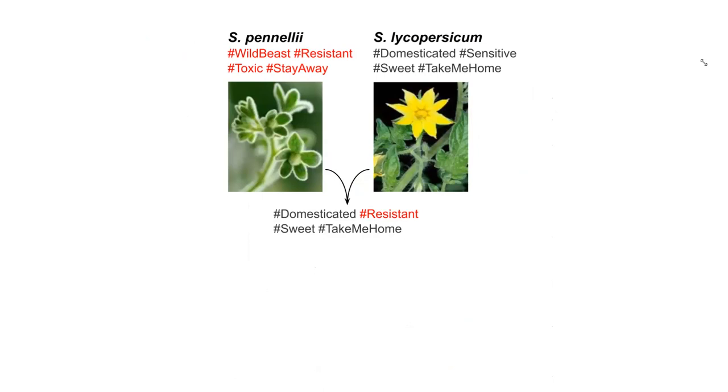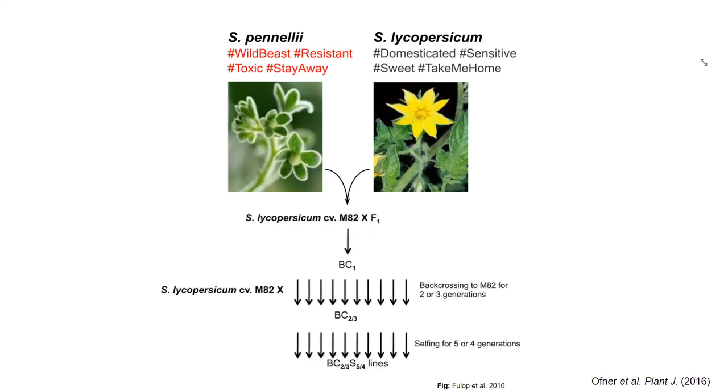And in this project, we researched the possibility of transferring the resistance traits from Solanum pennellii into a modern tomato cultivar, Solanum lycopersicum, while keeping the original Solanum lycopersicum yield quality and quantity traits intact. In order to do so, we used crosses. And in particular, we looked at introgression lines that have been developed in Dani Zamir's lab.